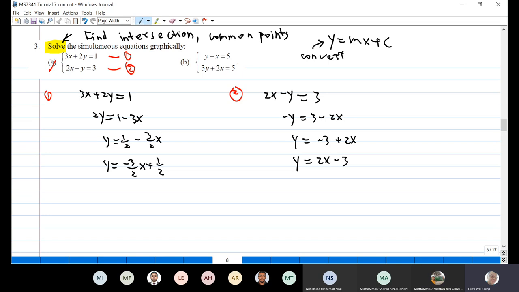Okay, so you need a straight line. Now, a straight line usually needs 2 points. 2 points is enough for you to draw a straight line already. But to make sure that you already got a straight line, I'm going to use 3 points, and this is very safe. So I'm going to make a table. Big table first, and from that, then I draw it somewhere here.